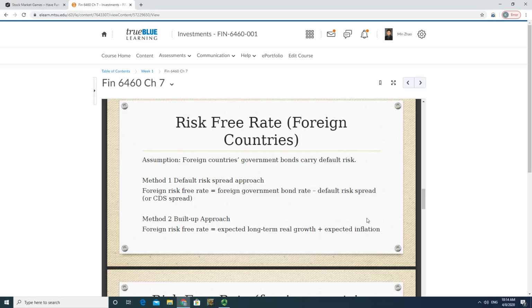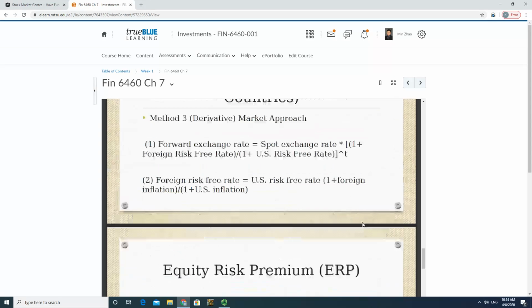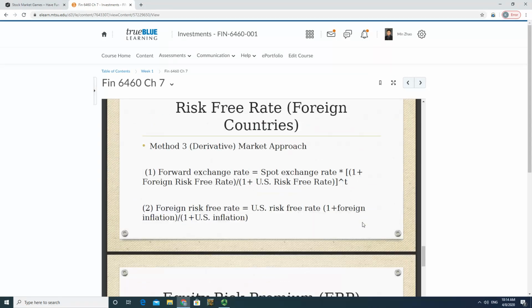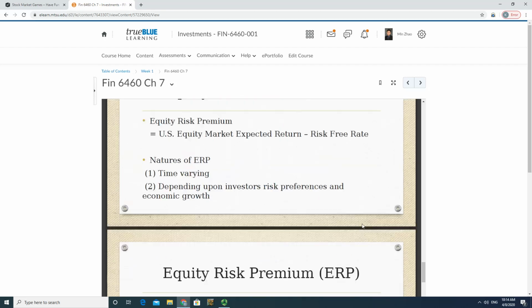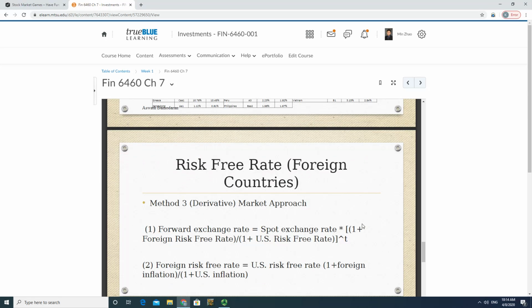And the second tool is the build-up approach based on long-term growth and inflation rate. And the third one, which has 2 variations. One is based on foreign currency exchange market information, and the second one is based on relative inflation between the US and a foreign country. So at the end of the class, you have 7 tools in your toolbox.